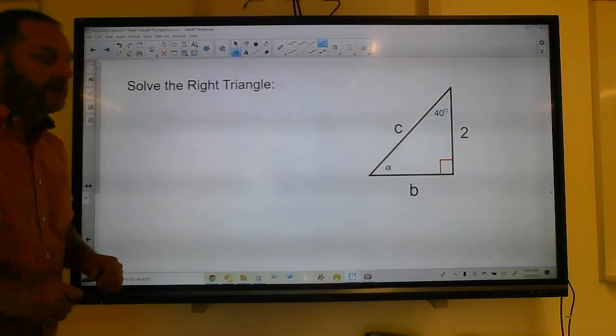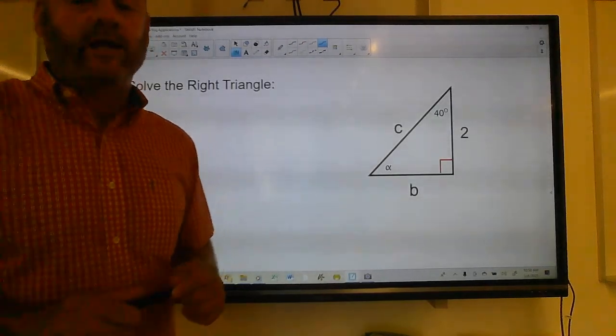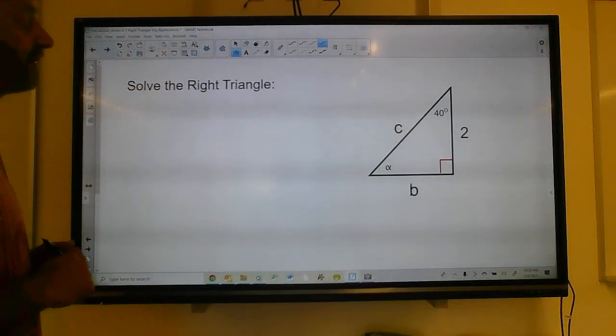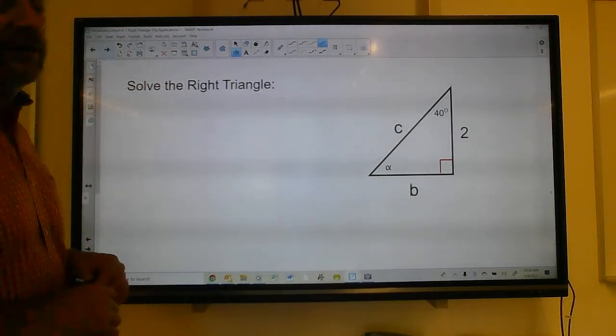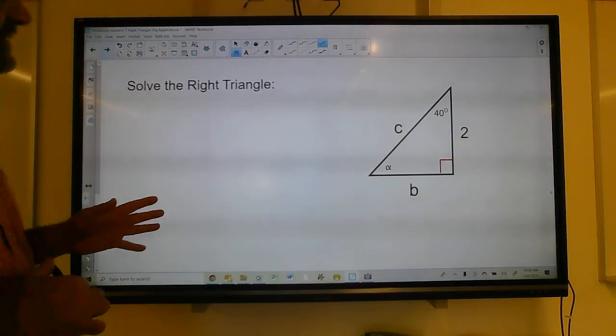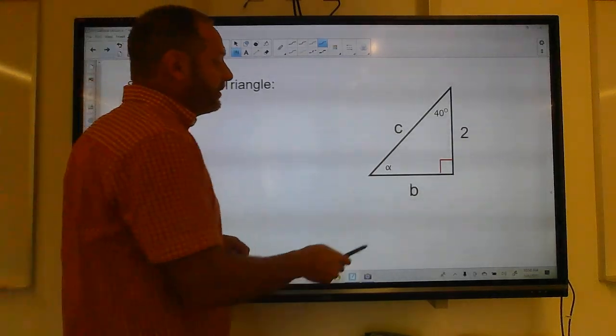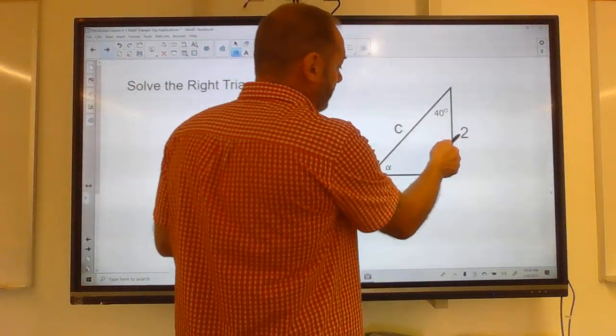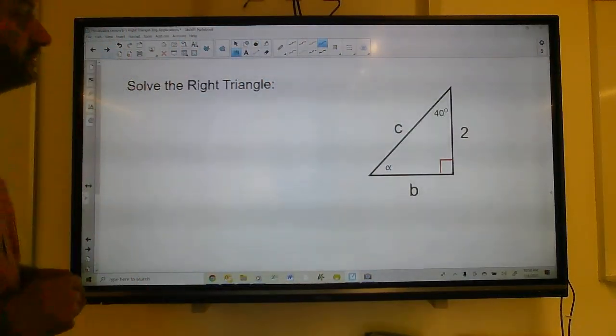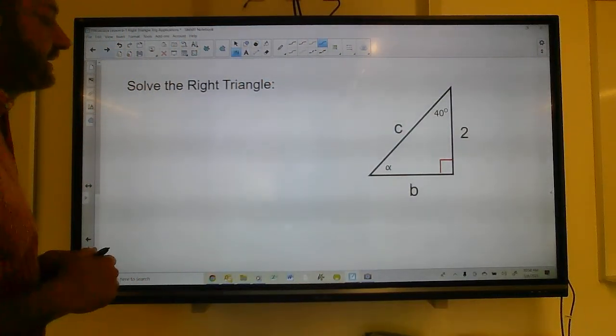Okay, this is what we're going to use a lot of this for, is solving a right triangle. Okay, so solving a right triangle means that you find all the angles and all the sides. Now in this case, we know 2 angles. We got the 90-degree angle, the 40-degree angle, and we know one side is 2. So we got to find the rest of that.